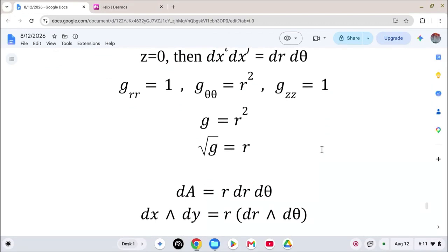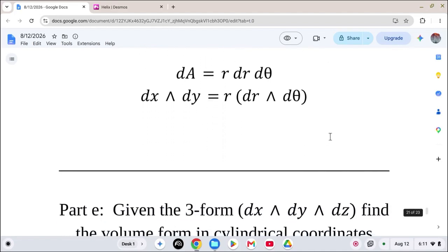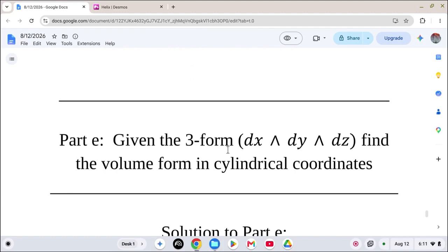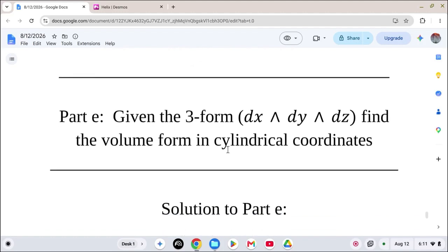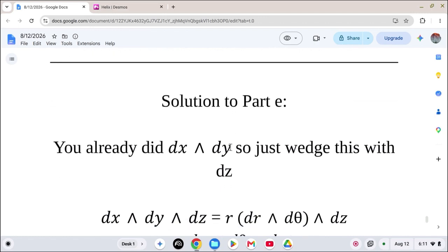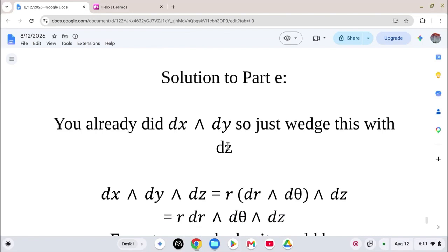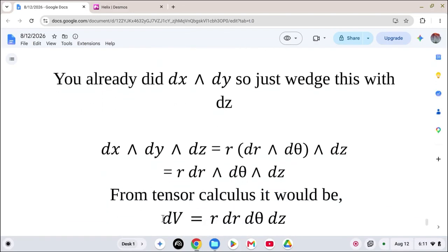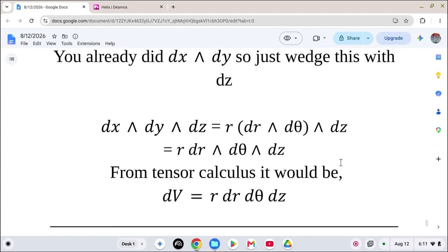Okay? Last one. Given the three form dx wedge dy wedge dz, find the volume form in cylindrical coordinates. Okay? Solution. You already did dx wedge dy, so you just wedge it with dz. It's that easy. Okay? That's all there is. And from tensor calculus, it would be the equivalent.